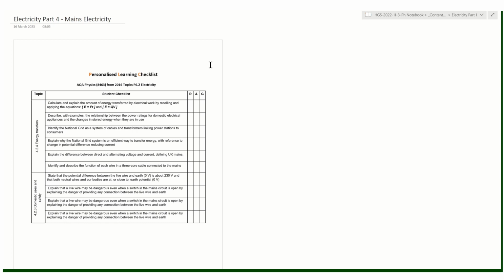You'll need to go back and RAG rate this checklist to see for yourself how confident you feel for each of these different aspects that we'll be looking at. Today's lesson is about mains electricity. So this is the electricity that comes from the plug in the wall. And we'll be seeing how this is different from the sort of electric circuits and electricity that we're used to with batteries. We'll also be learning about how the electricity gets from the power stations to your house using something called the national grid.